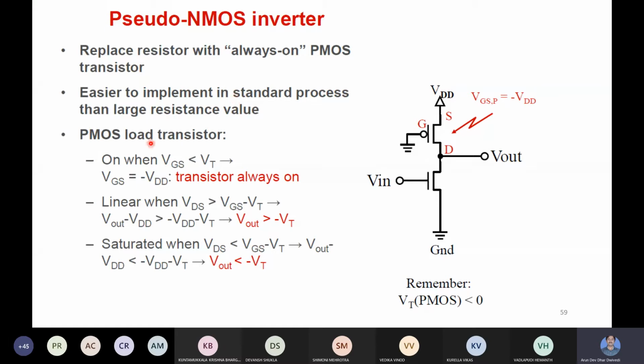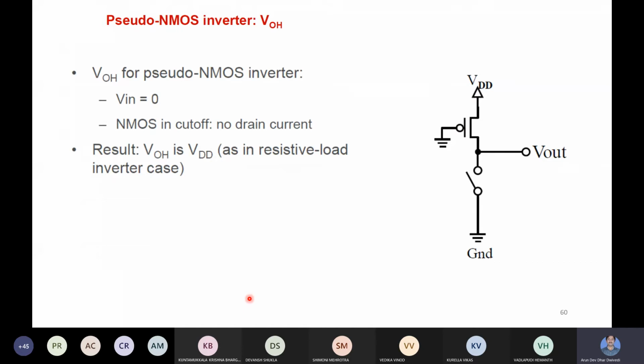In this case, the PMOS load transistor is always on, because VGSP is minus VDD. When a sufficiently negative voltage is applied, it is always on. The other regions, linear region and saturation region, are discussed separately. So we can see its operation, and how VOH for the pseudo NMOS inverter comes.